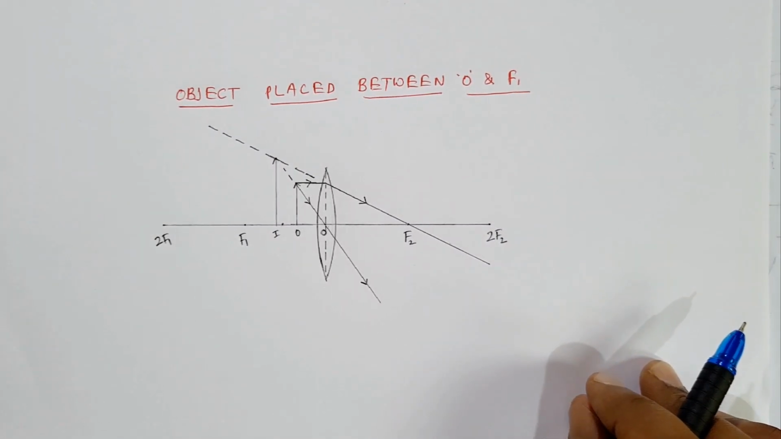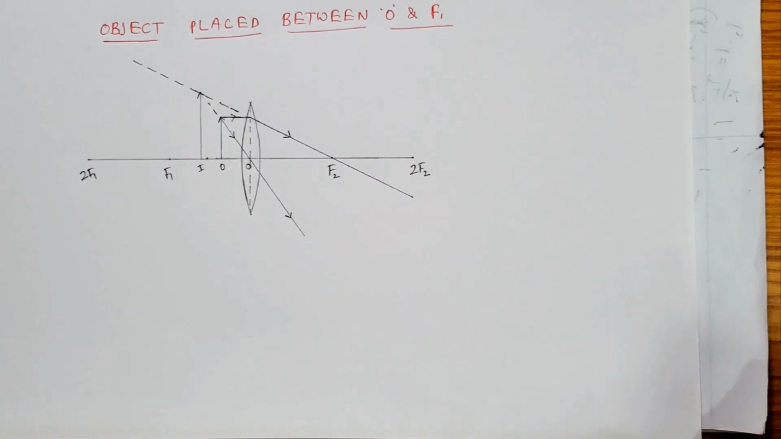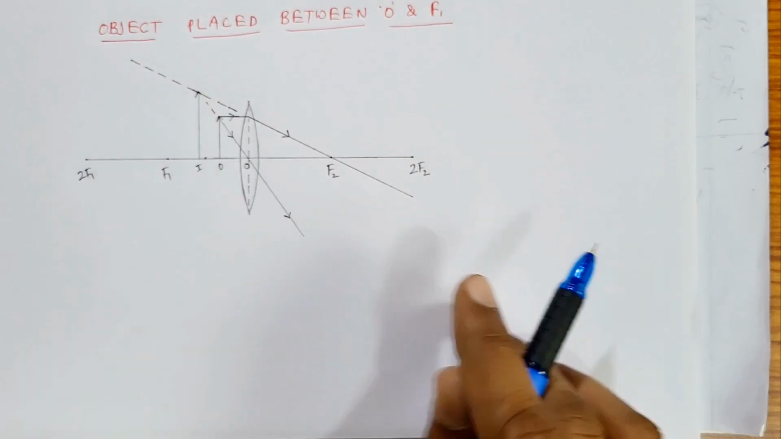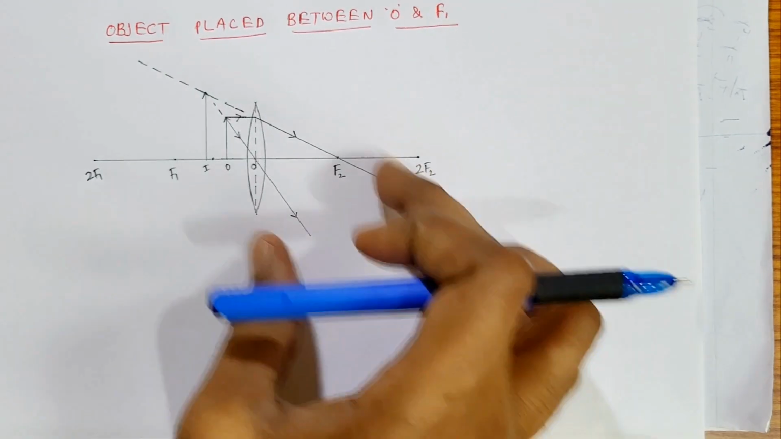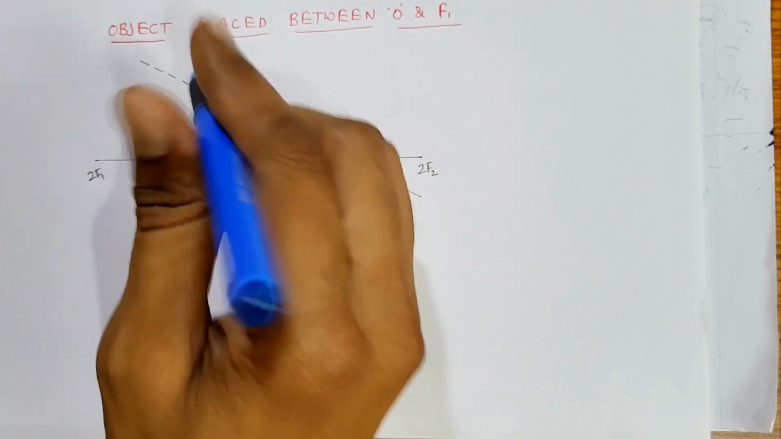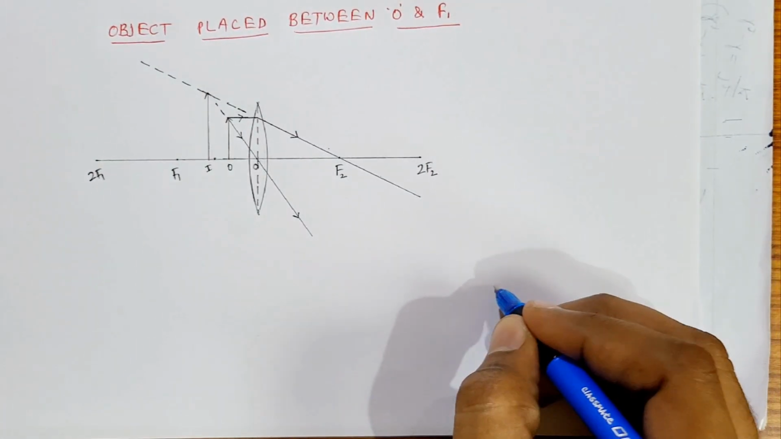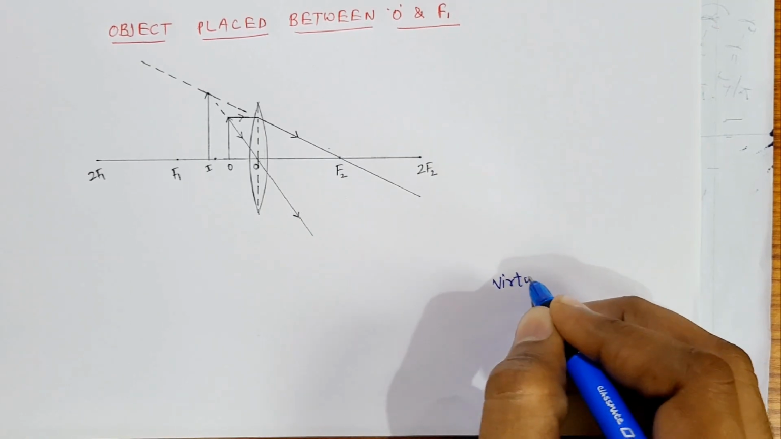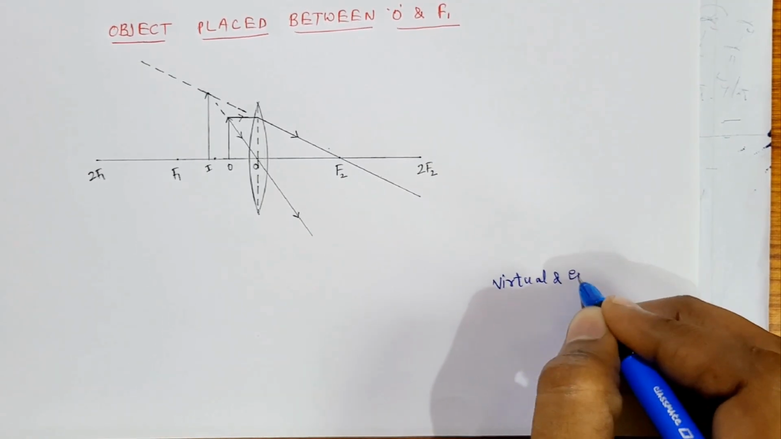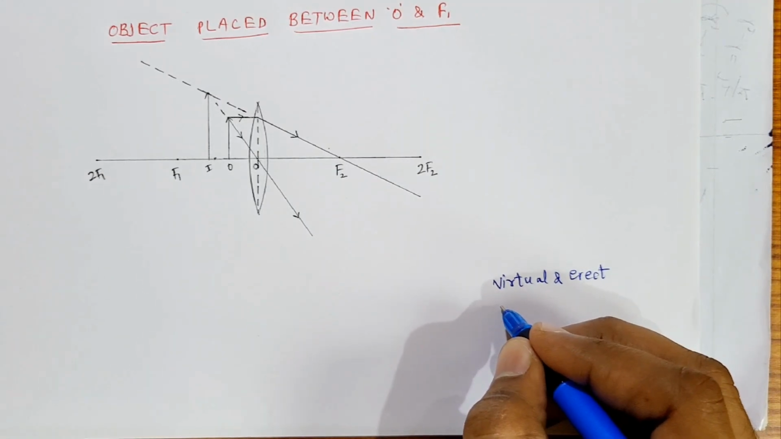Image is virtual image. Why virtual image? Because we are going to extend the light rays back. We did not do any modification. We did some modification for the refracted light rays and we made them meet, made them intersect. That's why image will be virtual and erect.